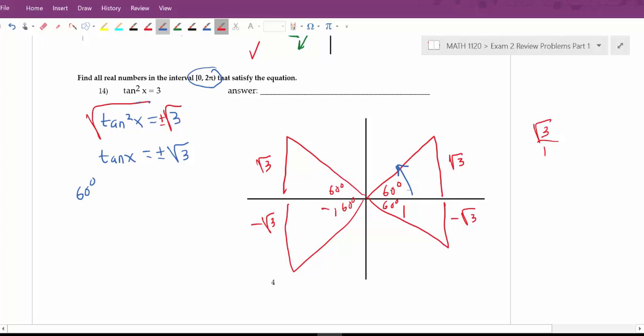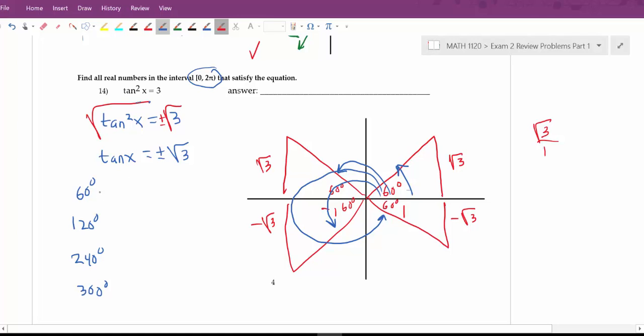Okay, then we would have 120 degrees. Then you would have 180 plus 60, or 240 degrees. And then you would have 360 less 60, or 300 degrees. Okay, or if you already have your unit circle put together, you just look it up.